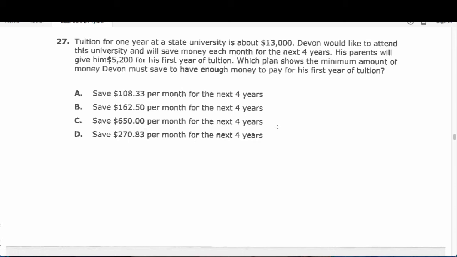B. Save $162.50 per month for the next 4 years. C. Save $650 per month for the next 4 years. D. Save $270.80 per month for the next 4 years.